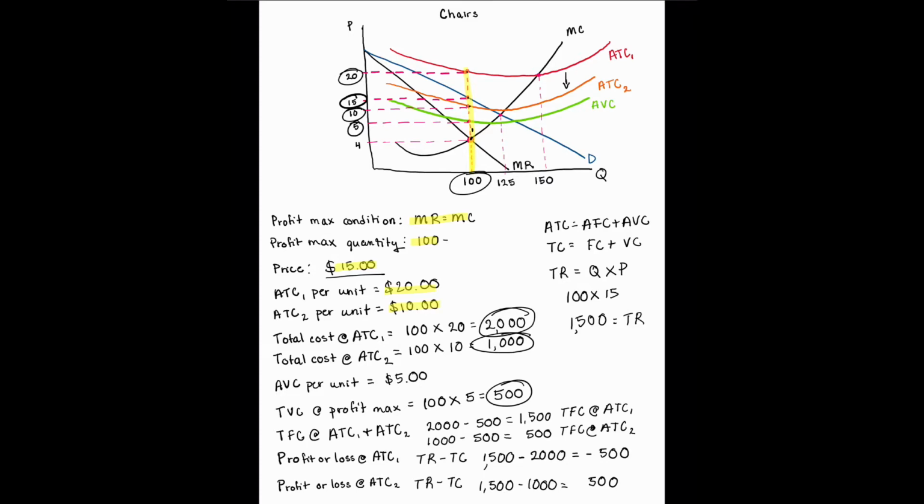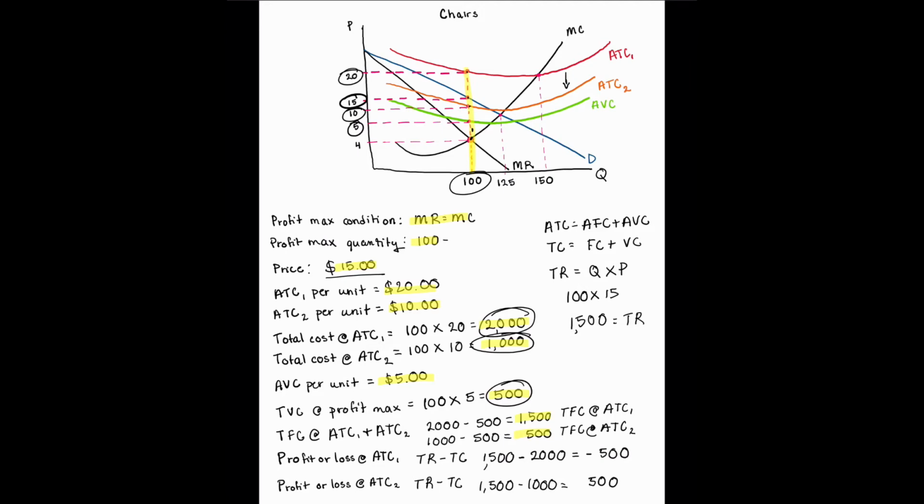Total cost using ATC1 is $2,000. Total cost using ATC2 is $1,000. Average variable cost per unit is $5 using the green curve. And then we had our total variable cost, which was our 100 chairs times the average variable cost per unit of $5 equals $500. And then we used the previously calculated average total cost and average variable cost to determine the average fixed cost and essentially the total fixed cost at both of those curves.